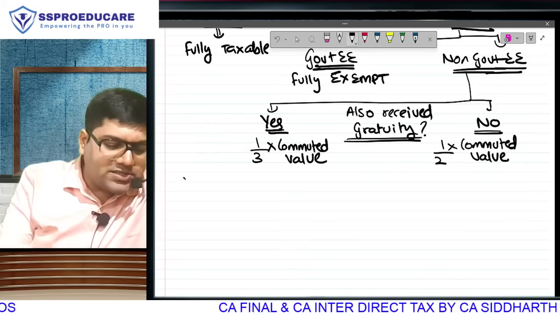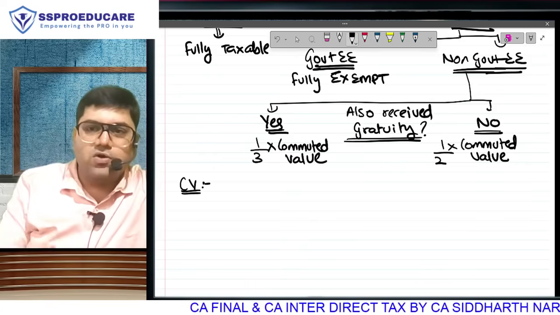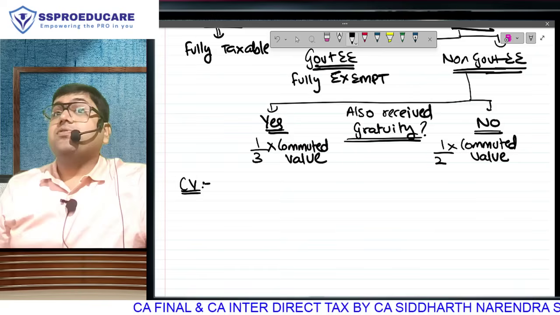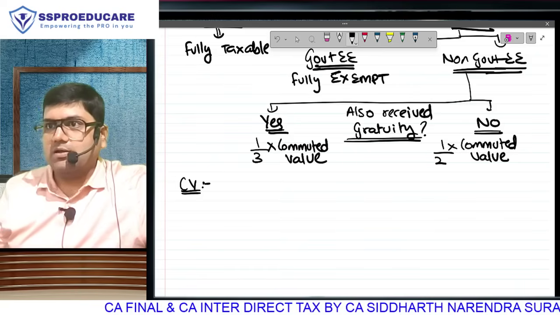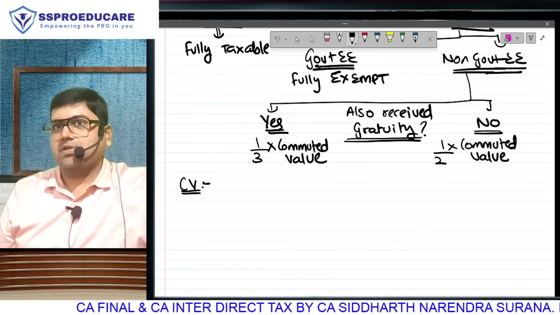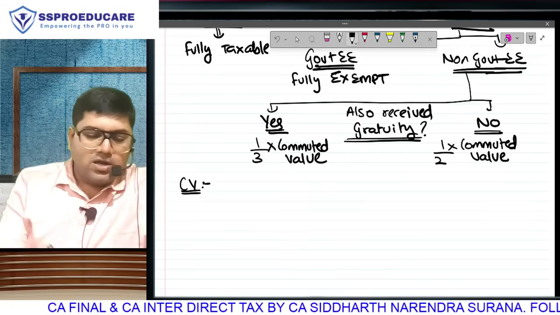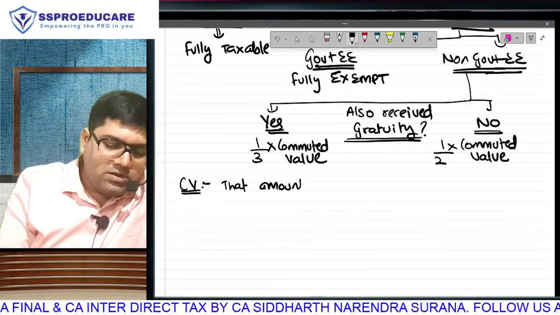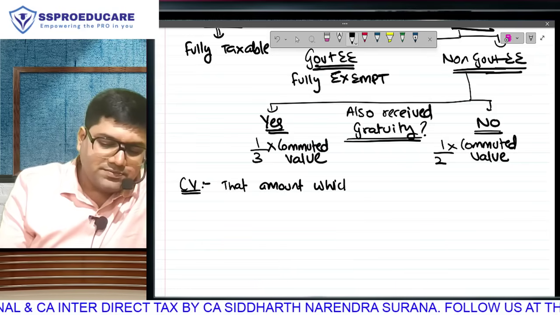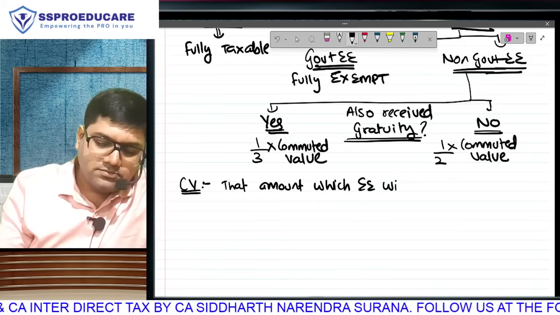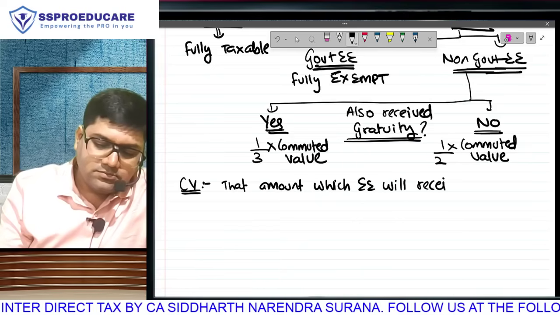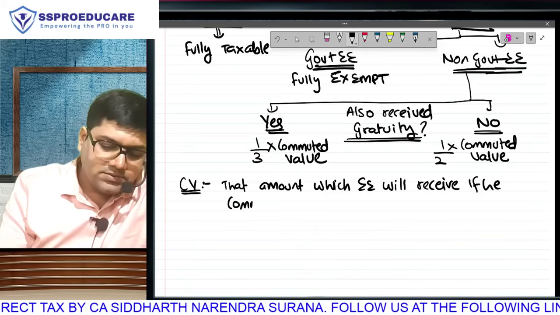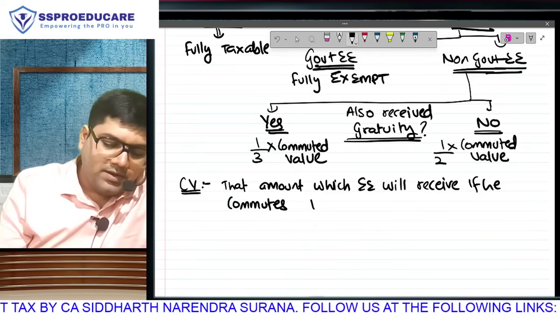Last question, and the chart is over, pension is over. What do you mean by commuted value? If you think that the money that we are receiving is a commuted value, then there is something wrong. No, that is not commuted value. Commuted value is that amount which the employee will receive if he commutes 100% pension.